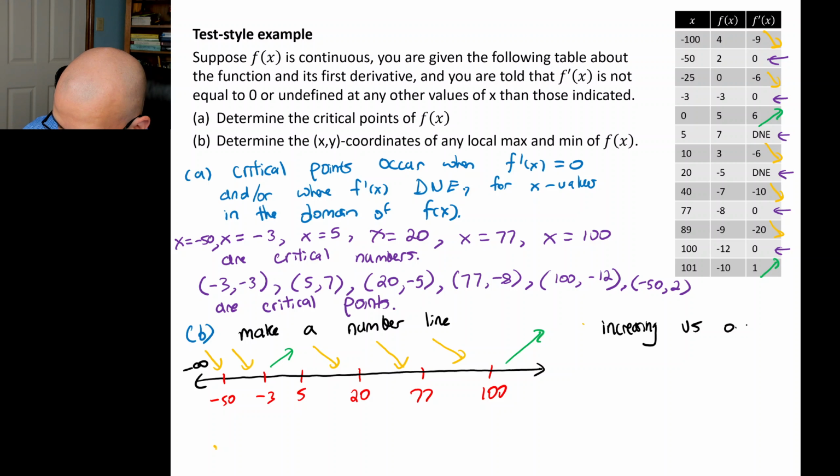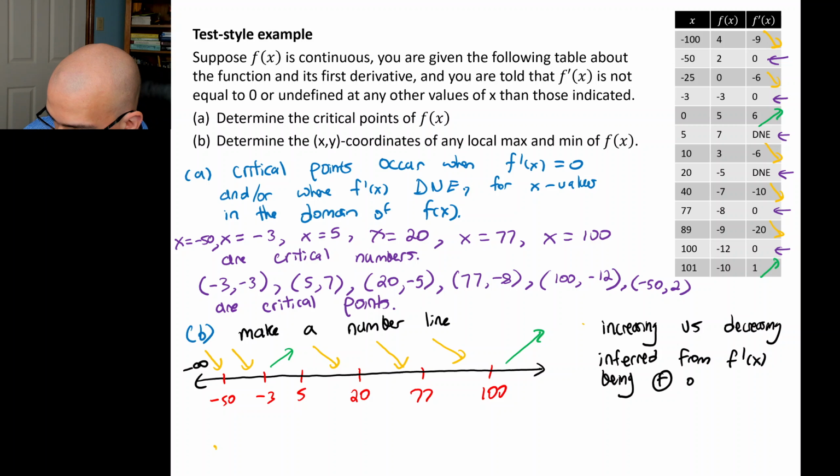versus decreasing inferred from f prime of x being positive or negative inside each region.